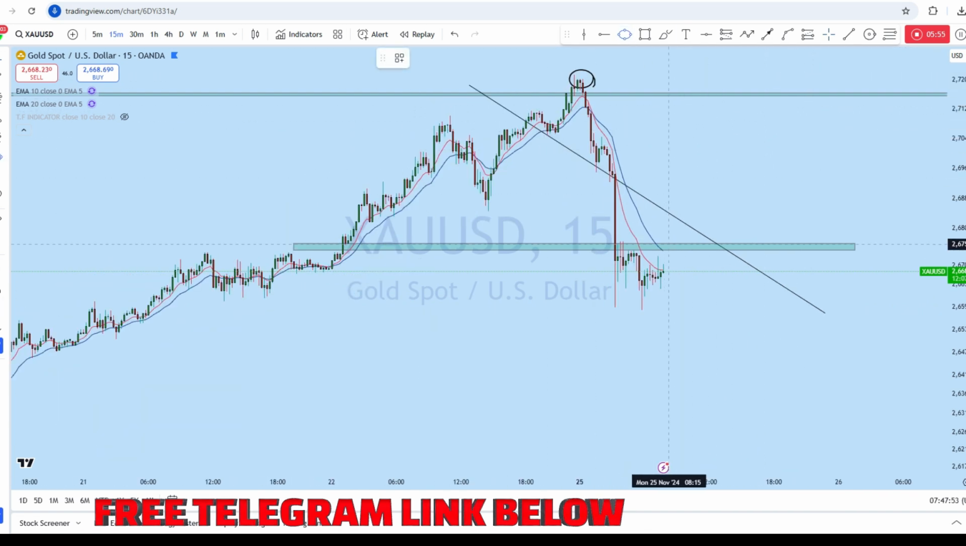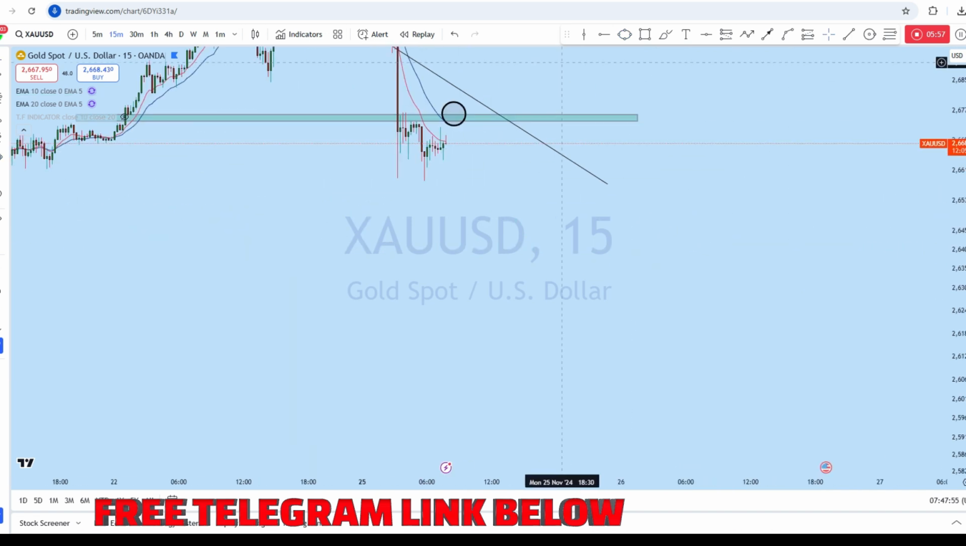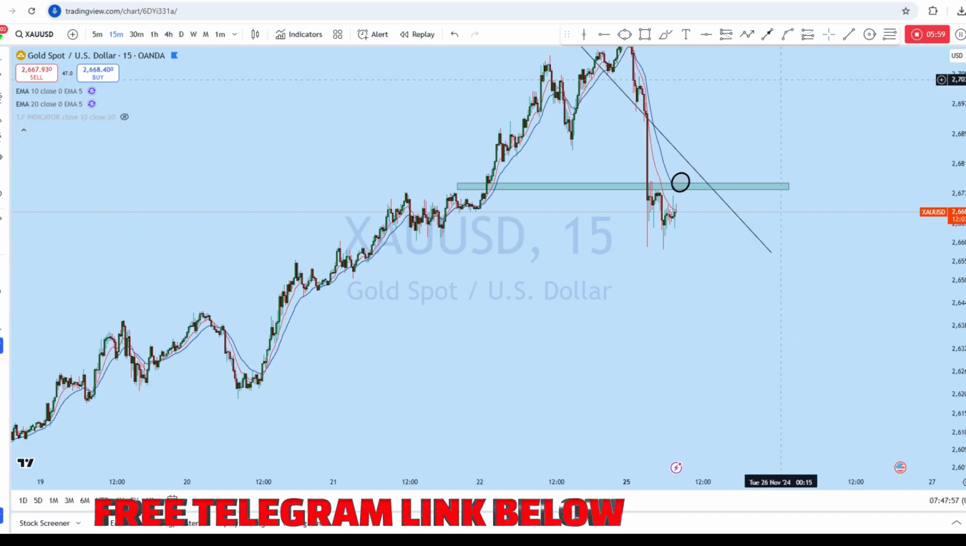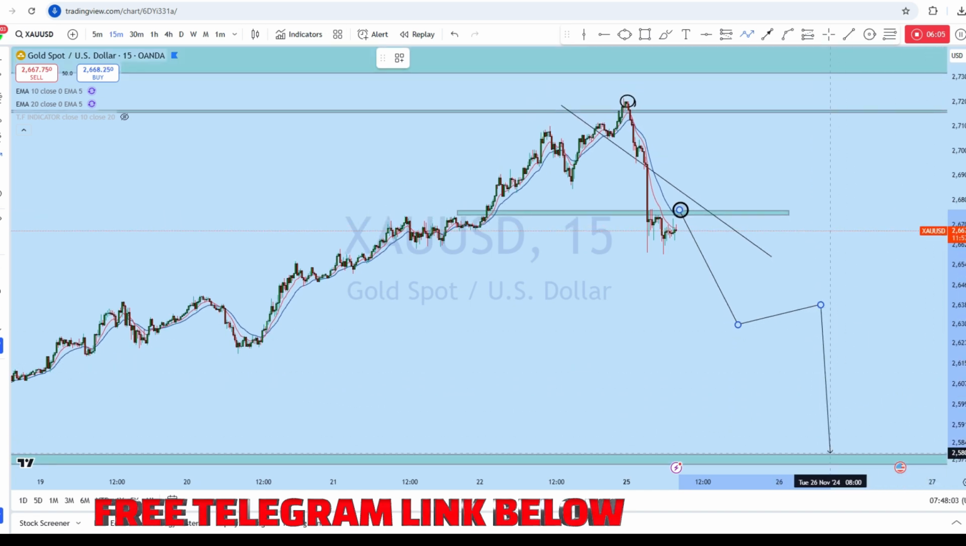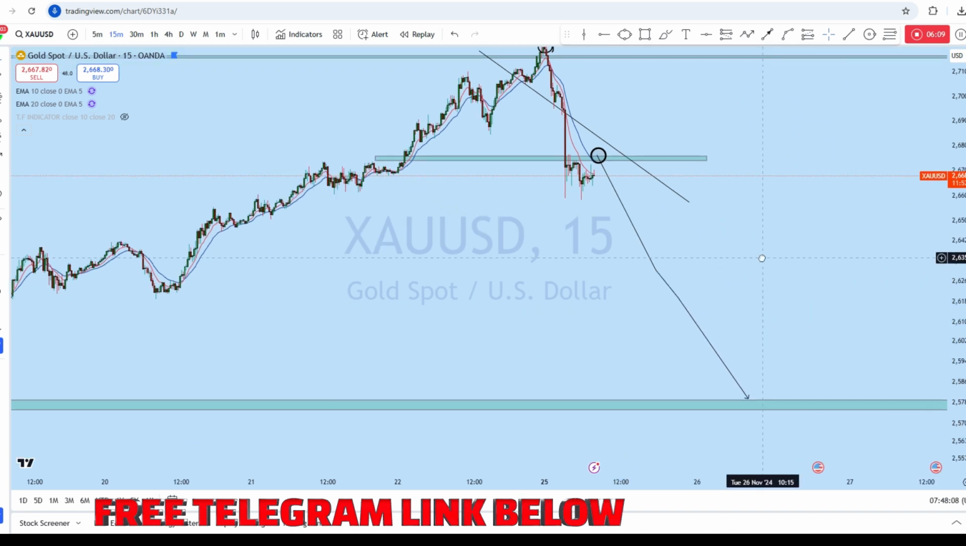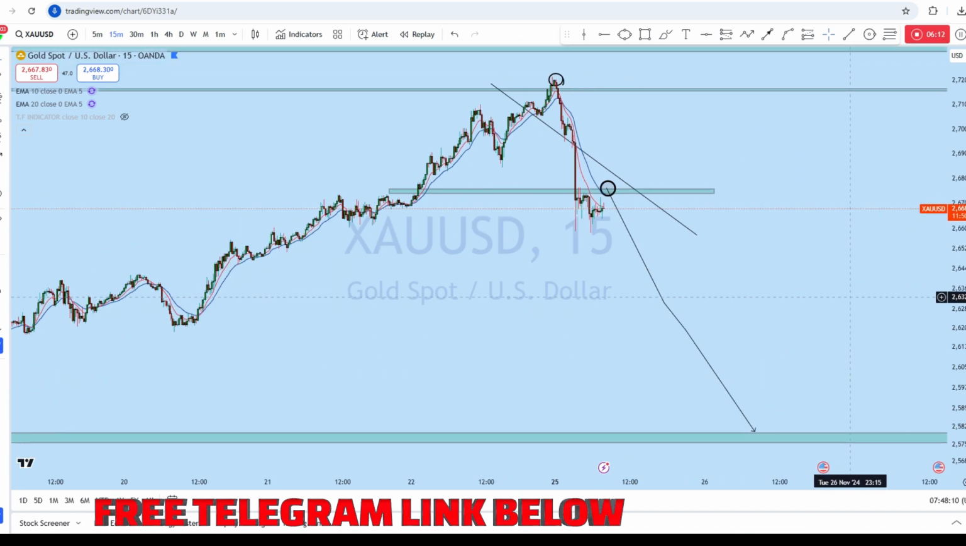So as soon as we see the price has got enough rejection from this level, we'll look for the second trade on XAUUSD. In that case, we'll be targeting the order block as soon as we find suitable entry confirmation according to our strategies.